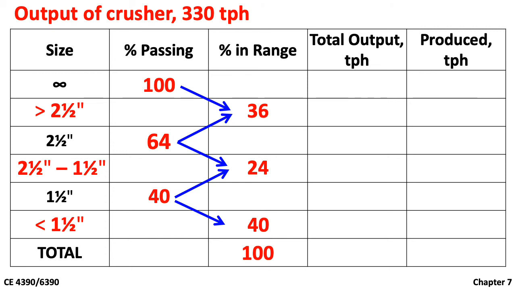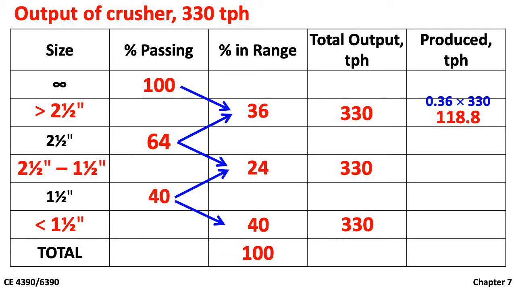In the fourth column, you put the total output of all sizes, 330. To calculate the total production for each size range, you multiply the percent in range in the third column by the total output of all sizes. For example, for material larger than 2.5, you have 36% multiplied by total production 330. Then you get 118.8 tons per hour.